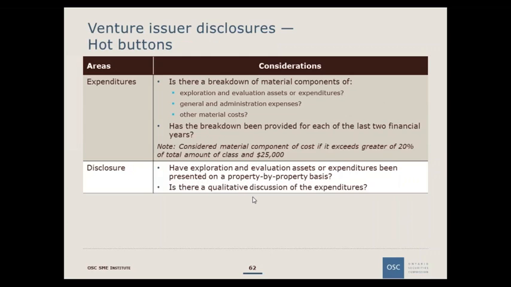This slide identifies some hot buttons to keep in mind when preparing required venture issuer disclosures. The key areas on the slide are that the allocation of the expenditures should be disaggregated appropriately in line with our companion policy. In our view, we consider a material component of cost to be something that is greater than 20% of the total amount of the class and $25,000. We also think that the breakdown should be provided on a property-by-property basis, and it should also be accompanied by qualitative disclosure explaining changes and lack of expected changes.